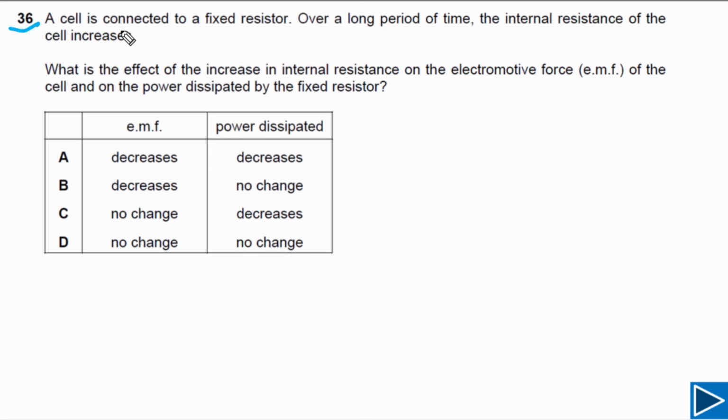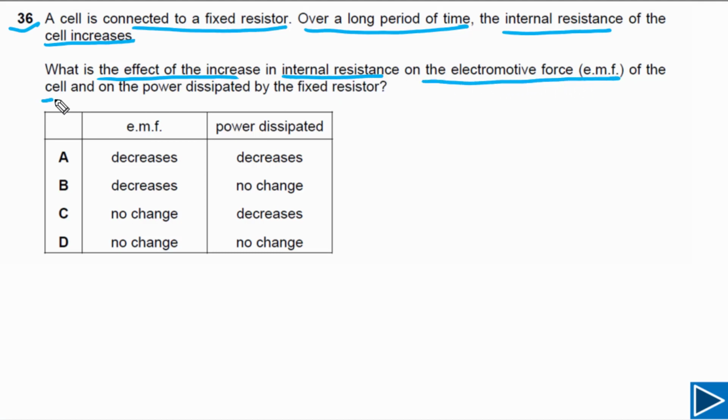For question number 36, it is given to us that a cell is connected to a fixed resistor. Over a long period of time, the internal resistance of the cell increases. What is the effect of the increase in internal resistance on the electromotive force of the cell and on the power dissipated by the fixed resistor? First of all, let's try to sketch this circuit.